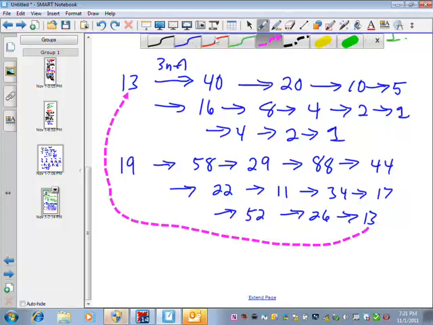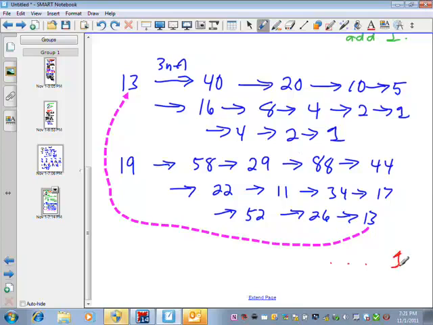Does that always happen? And we discovered something. Does that always happen no matter where you start? For any place you start, does it always go back to 1? That is the extra credit. Does it always go back to 1? There's a $1 million bounty to whoever proves it.